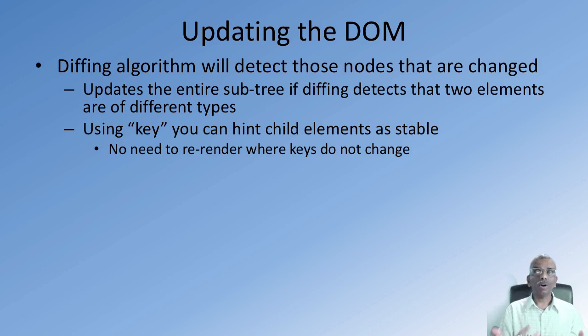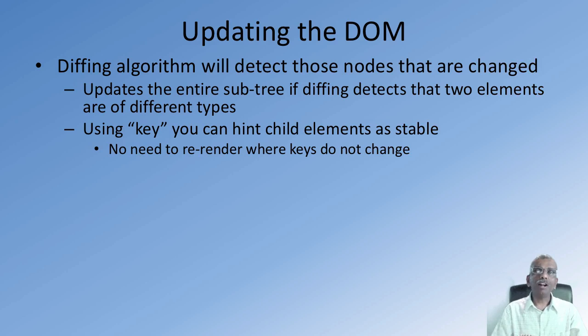And so once it detects all the nodes that have changed, as we have seen, the red colored nodes that were marked in the tree there, this may result in updates to the entire subtree if the diffing detects that the two elements are of different types. So the diffing algorithm identifies the minimum number of components, or the minimum part of the tree, that needs to be updated in order to make the modified version in sync with the browser DOM.